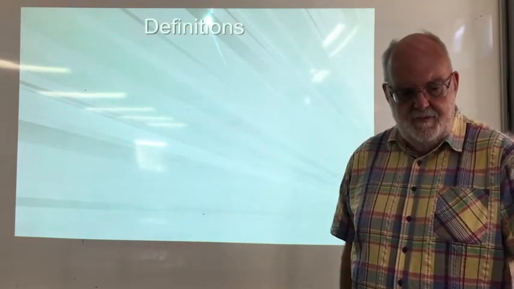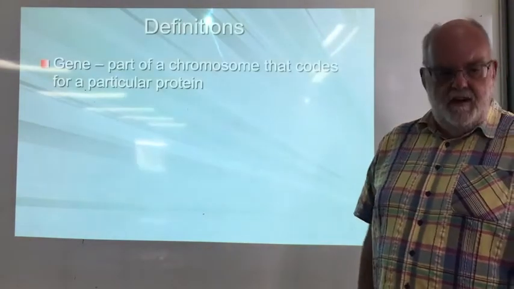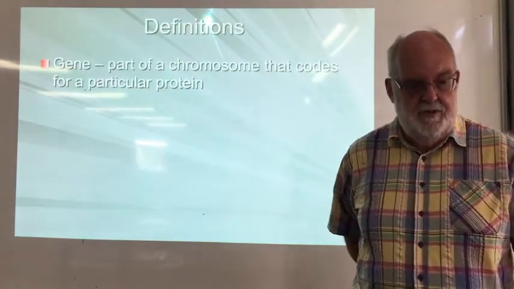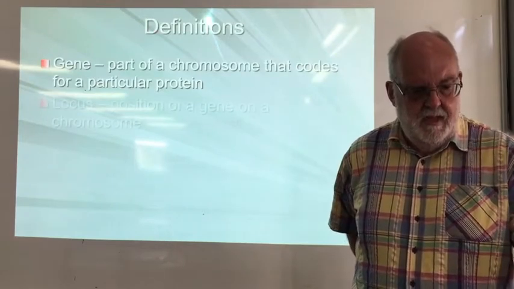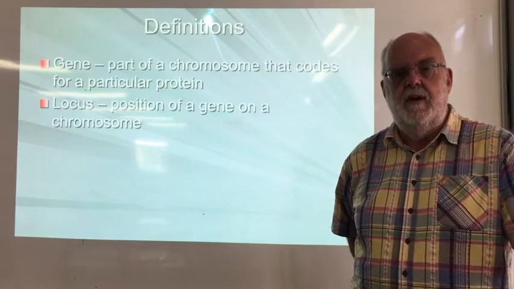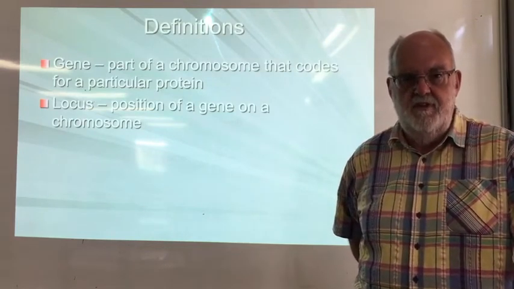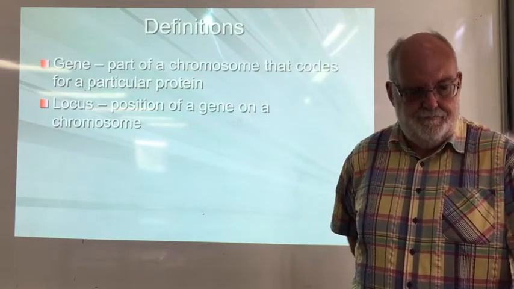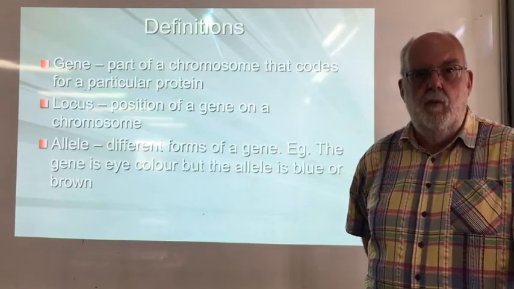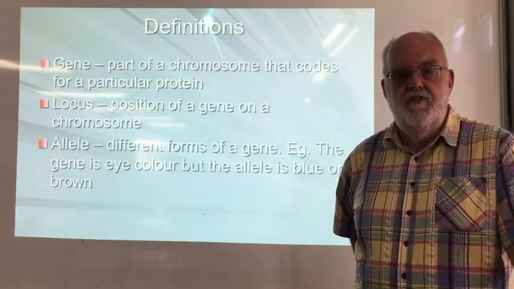So, definitions. We've already looked at some of these. The gene is obviously part of a chromosome that codes for a particular protein. The locus, you drew a diagram showing a picture of a chromosome with the locus, where it is the position of any particular gene on that chromosome. An allele is one of several different forms of the gene concerned.